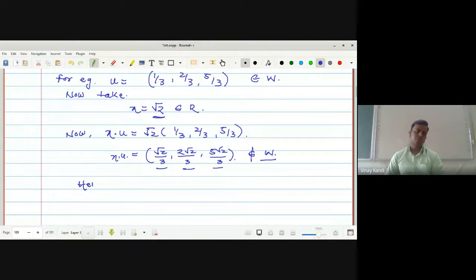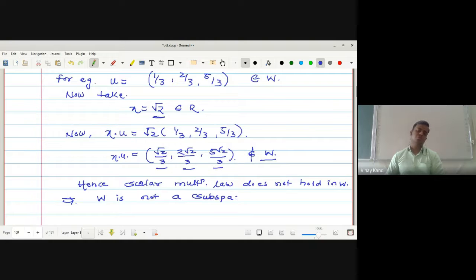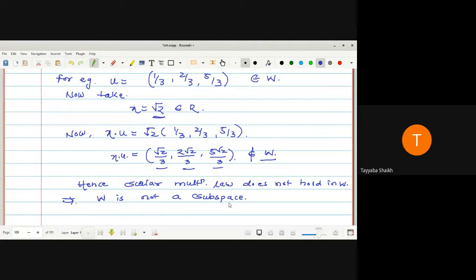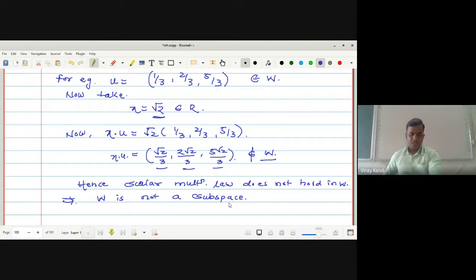So hence the scalar multiplication law does not hold in W. This implies W should be what? Itself a vector space, right? If it has to be a subspace, then it must itself be a vector space. But here the scalar multiplication law does not hold in W. Okay, so hence W is not a vector space. Hence W is not a subspace. Okay, any doubt now? No, sir. Okay, now the next example.